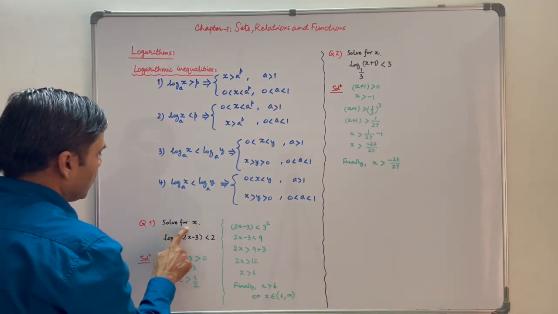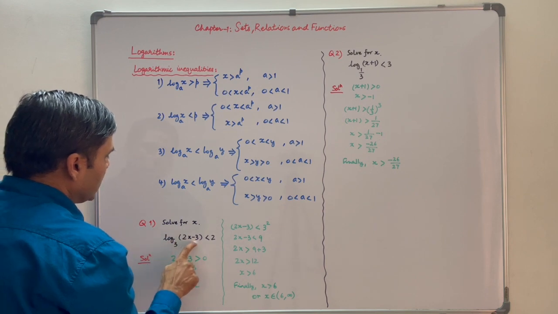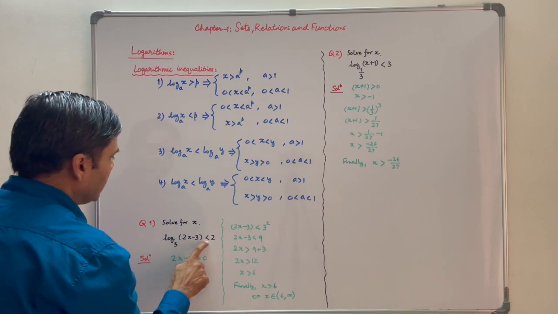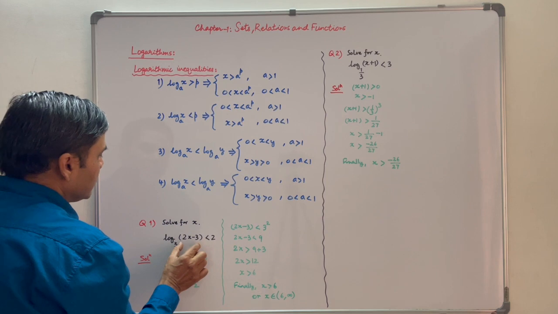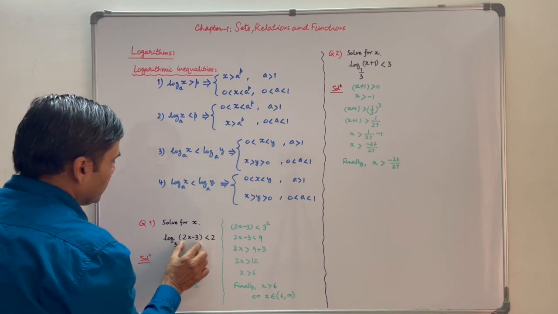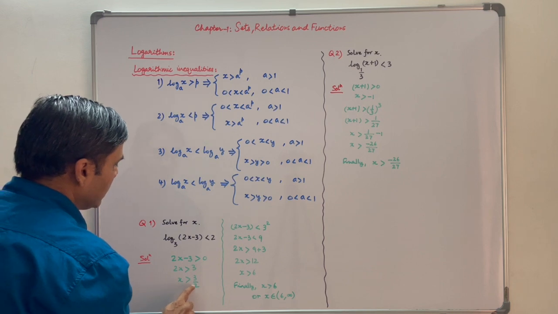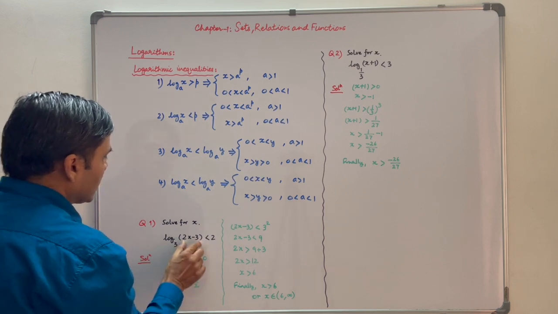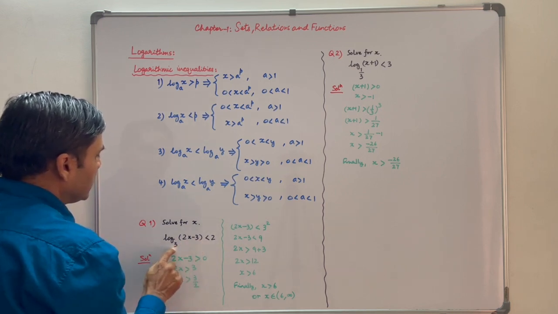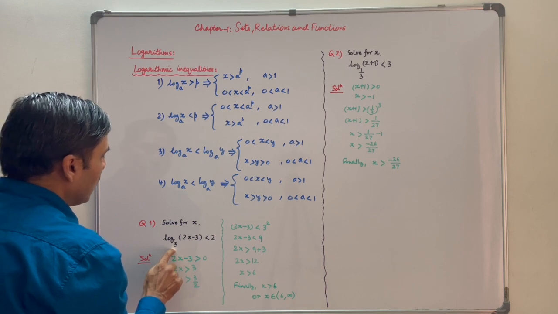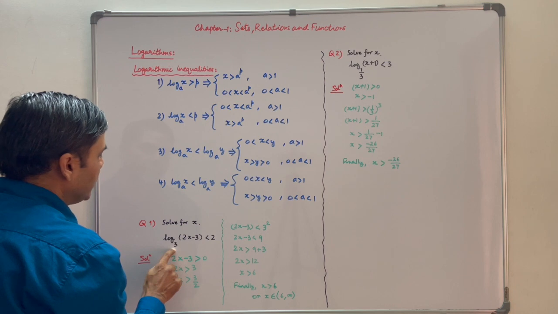First question, solve for x. Log 2x minus 3 to the base 3 is less than 2. First condition is this should be positive. So 2x minus 3 is greater than 0, or x is greater than 3 by 2. For second condition, we need to see whether the base is greater than 1 or it lies between 0 to 1. Conditions applied will be different.